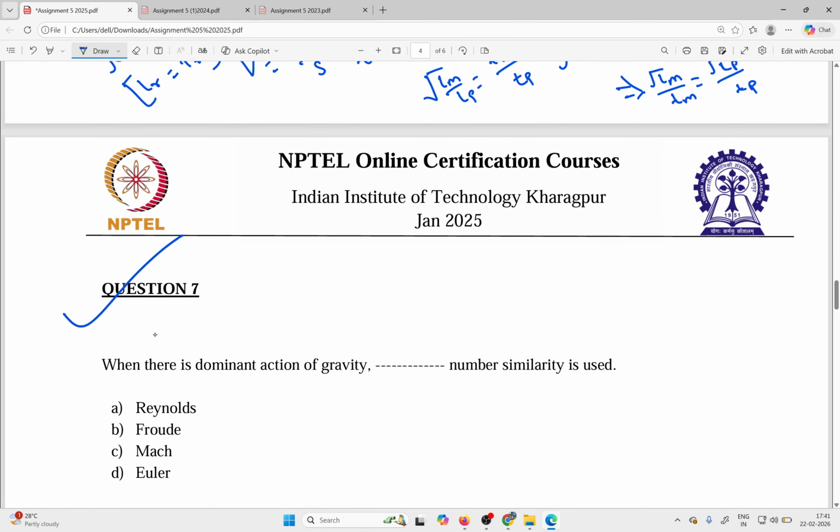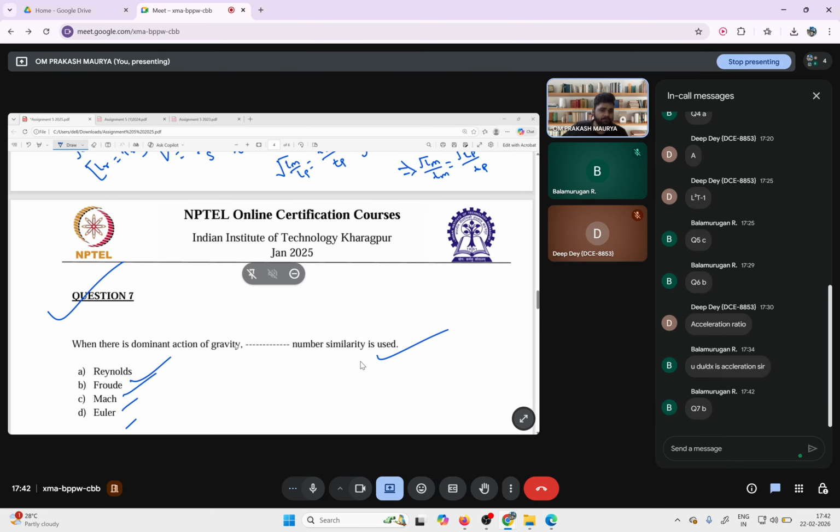Question number 7. When there is a dominant action of gravity, the similarity number used, whether Reynolds number, Froude, Mach or Euler. The domination of gravity, I have already explained in question number one also. Bala is telling the acceleration is u into du by dx. Okay, I'll see. For question number 7 you are telling option B is correct. Okay, that's fine.